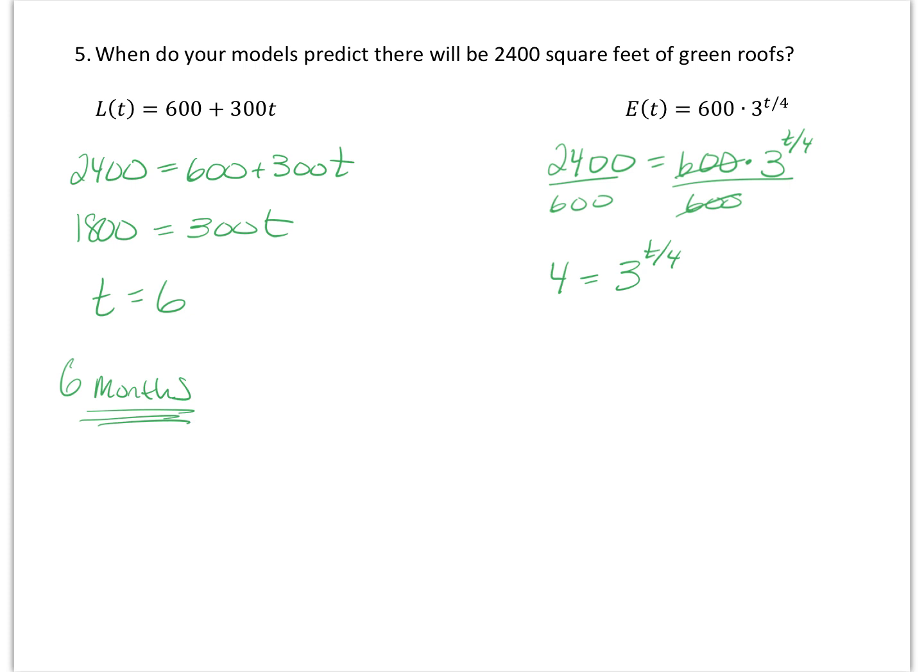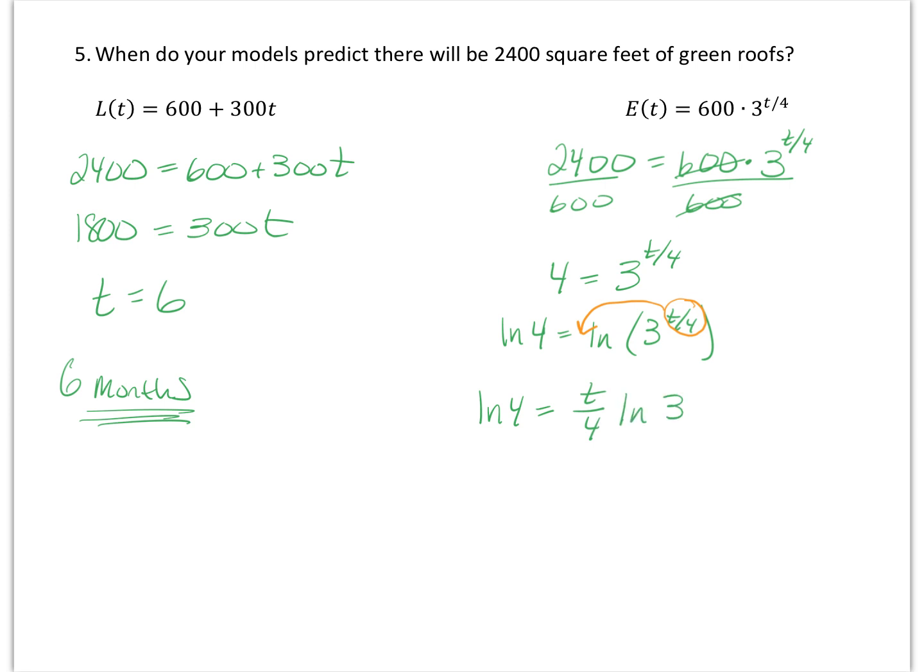And then I have to remember how to solve an exponential equation. You might remember from a previous course that when you have the unknown in the exponent, to get it down, you take the log of both sides. So I have the ln of 4 equals the ln of 3 to the t over 4. The reason we take the log of both sides is because there's a property of logs that allows us to take that exponent and bring it down in front of the log. So now I have the ln of 4 is equal to t over 4 times the ln of 3.